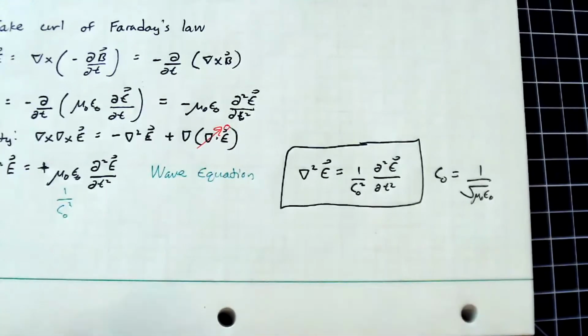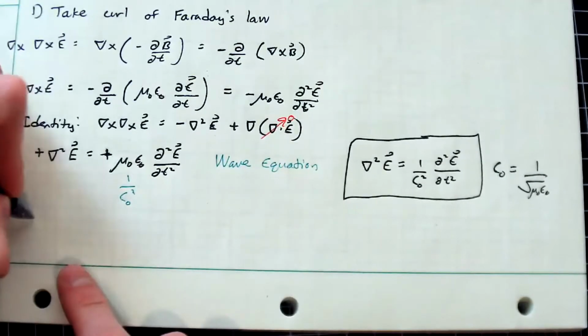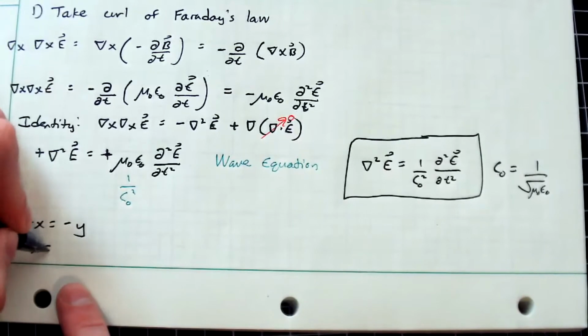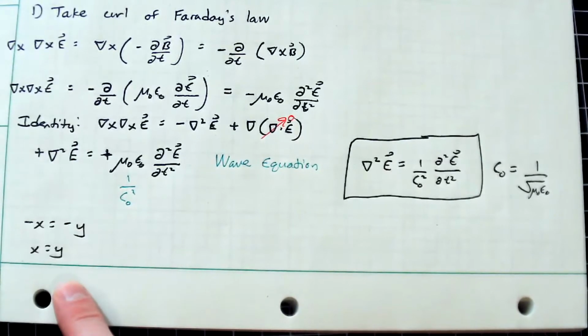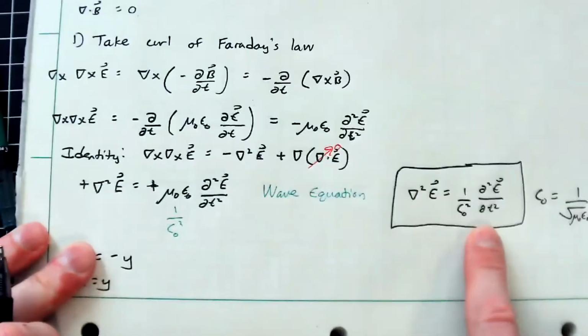Question about the negative sign canceling. How did that occur on the left side over there? Oh, because if I have negative x equals negative y, then you just have x equals y. I just got rid of both negatives. Oh, I see it above. Sorry about that. So there you go. That is a vector wave equation.